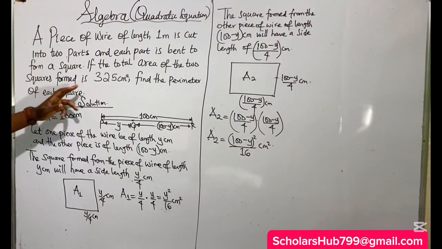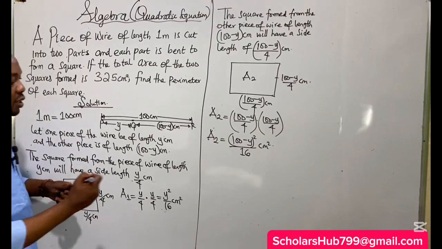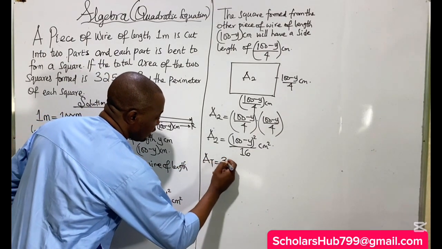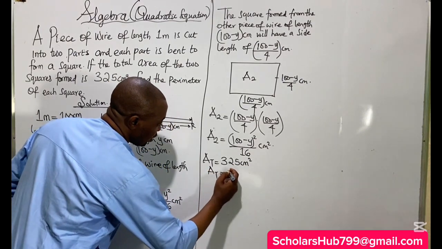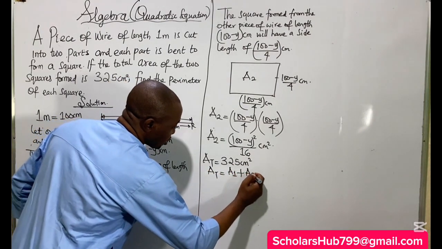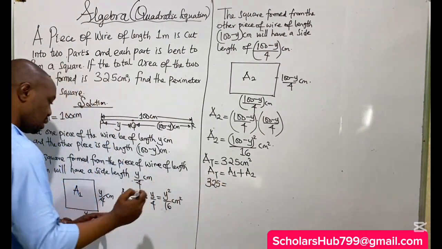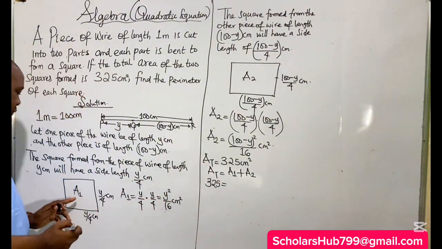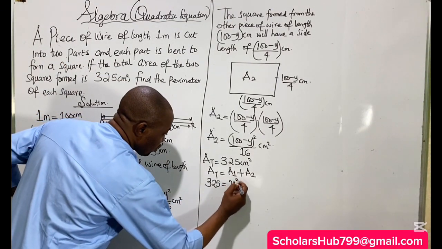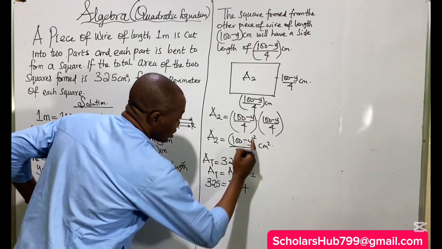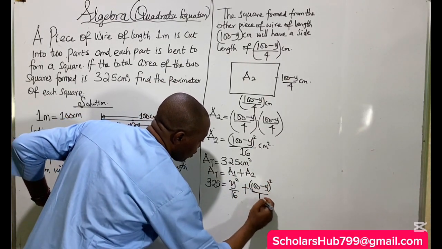We are given that the total area of the two squares formed is 325 square centimeters. So the total area will be A1 plus A2, and that will be 325 equals the area of the first square, y squared over 16, plus the second square, which is 100 minus y squared over 16.